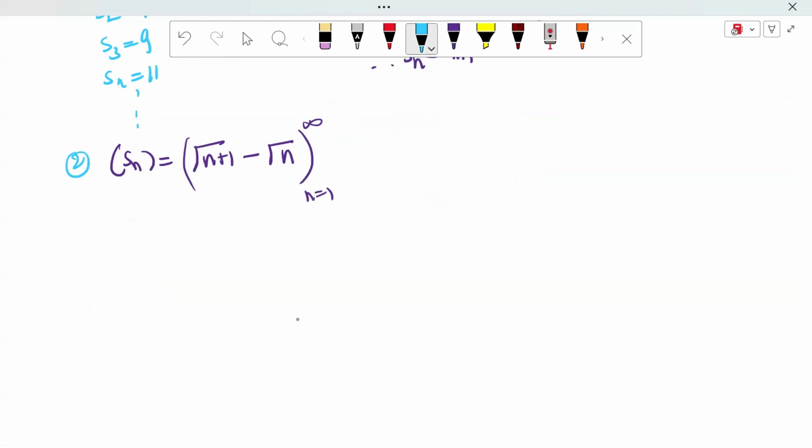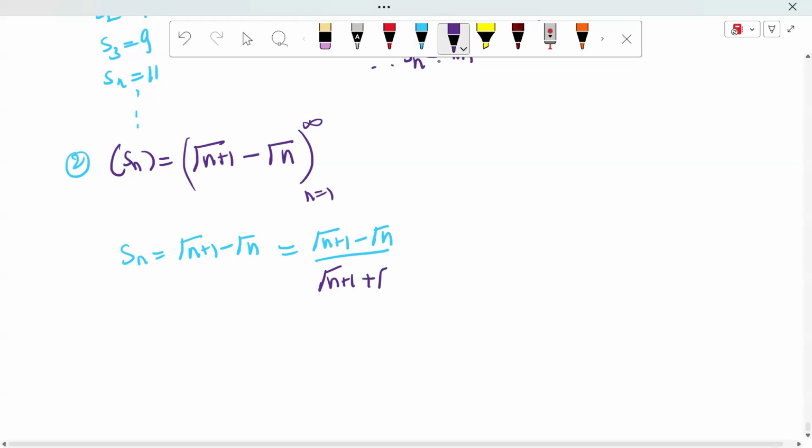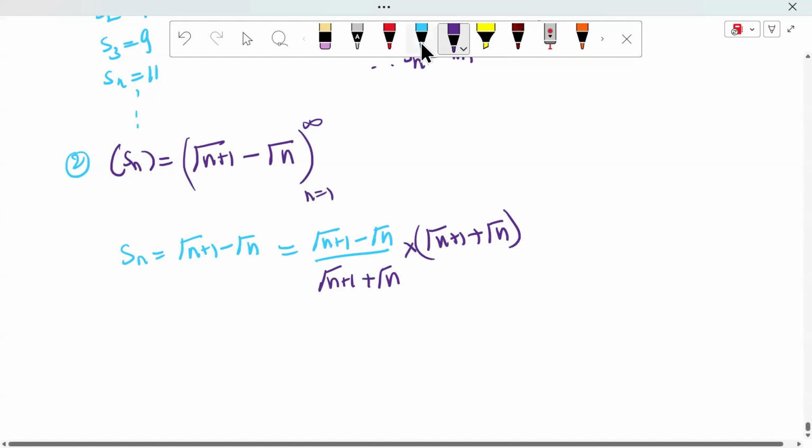Before writing all this, first rationalize it. Sn is equal to under root n plus 1 minus root n. Multiply numerator and denominator by under root n plus 1 plus root n. The value does not change. A plus b into a minus b gives a square minus b square in the numerator, upon under root n plus 1 plus root n.